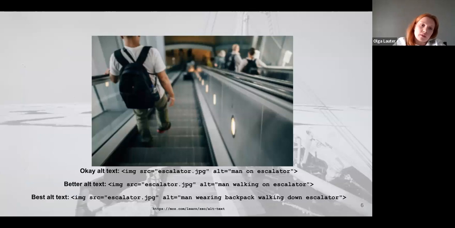So I would like to give you this simple example of an image, and actually three examples of an alt text for this image. The first one is an okay alt text: man on escalator. Why is it okay but not good enough? It's because there is not enough detail describing this image. A better one would be man walking on escalator, so we add another description, and the best one would be man wearing backpack walking down escalator. So basically it describes the most important features here. Next, please.